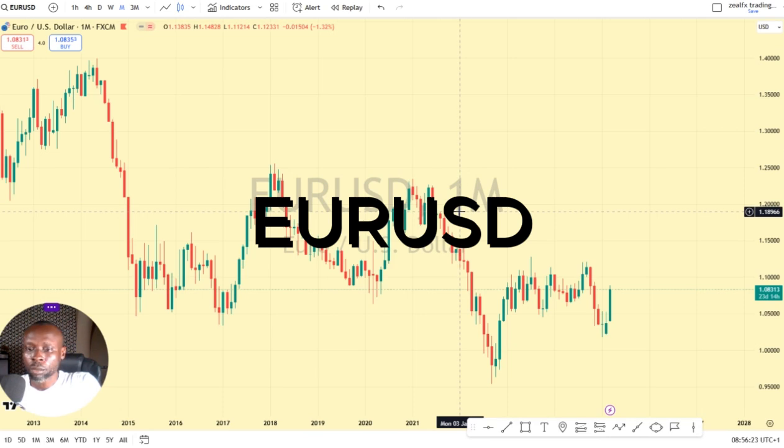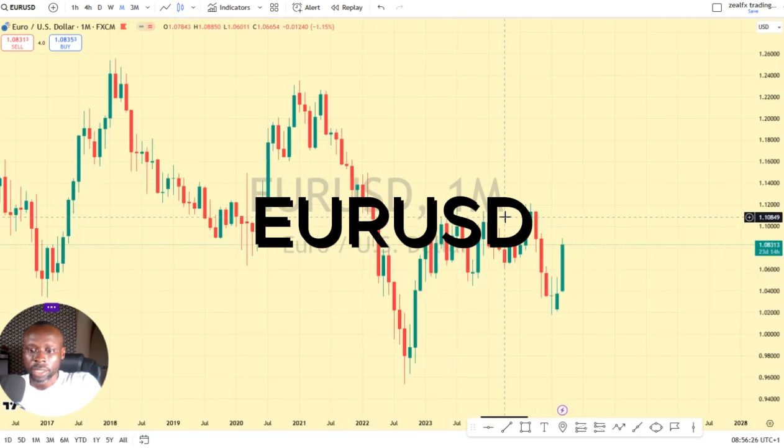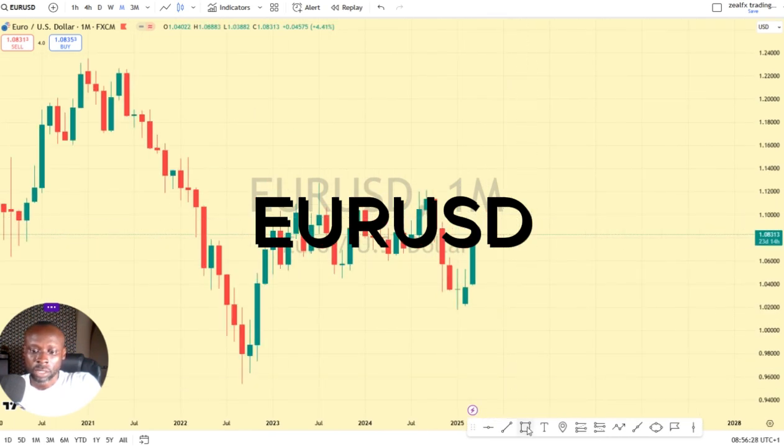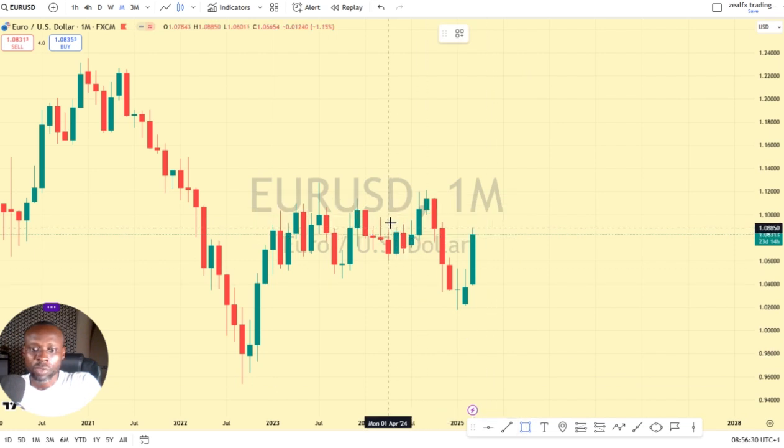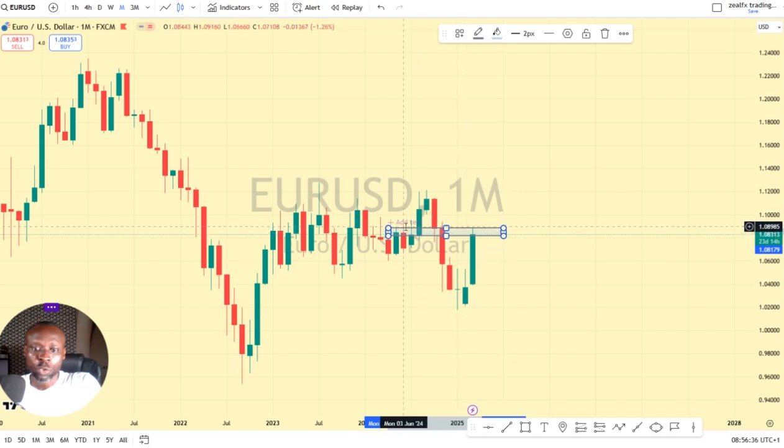Euro USD on the monthly chart tested a significant resistance level. A break of this level may trigger a further uptrend. If price fails to break this level, we may see a price reversal back to the downside for the Euro USD on the monthly chart.